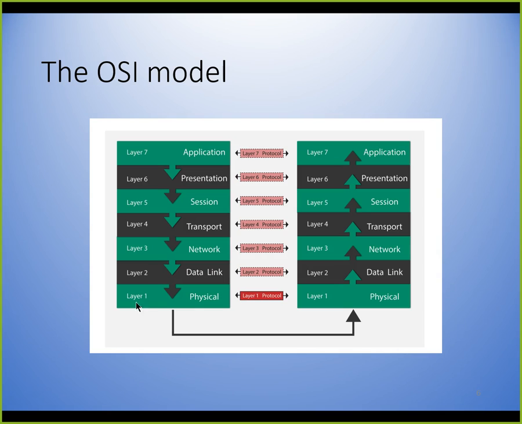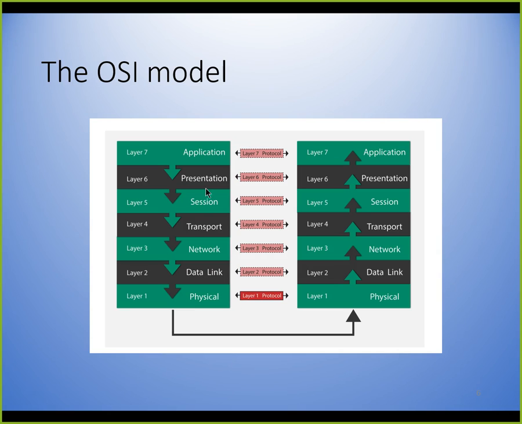So that's the OSI layers, and I have a bunch of these diagrams. What this one shows is that each layer communicates or talks directly to its equivalent layer. The application layer to the application layer, data link to data link, physical to physical, network to network layer.